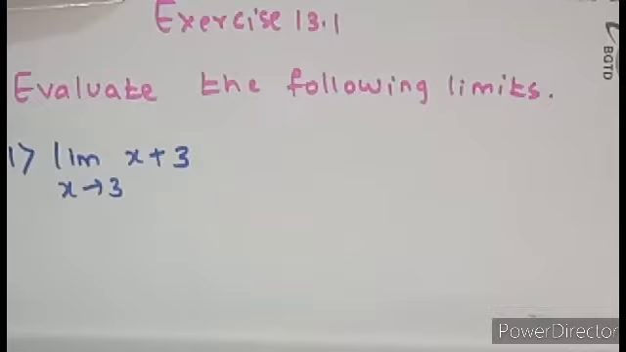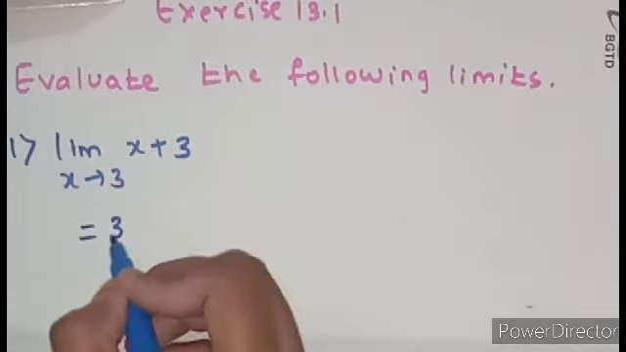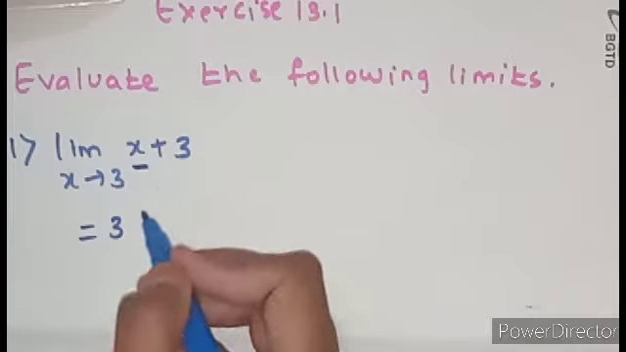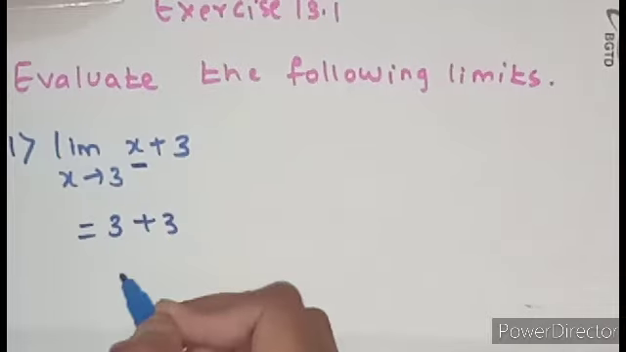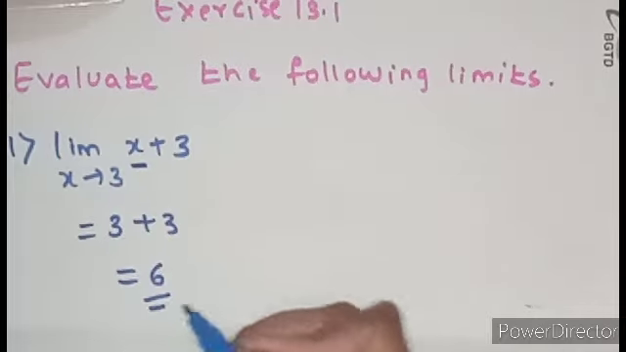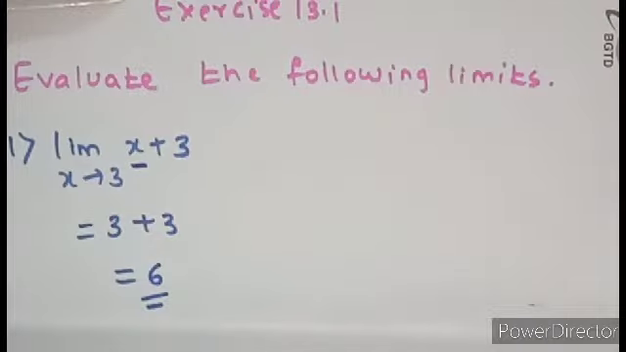So the first question is limit x tends to 3, x plus 3. Here x is tending to 3. So substitute 3 in place of x. So we will get 3 plus 3 as it is. 3 plus 3 is 6. So we have got 6. So 6 is the limit of the function x plus 3.